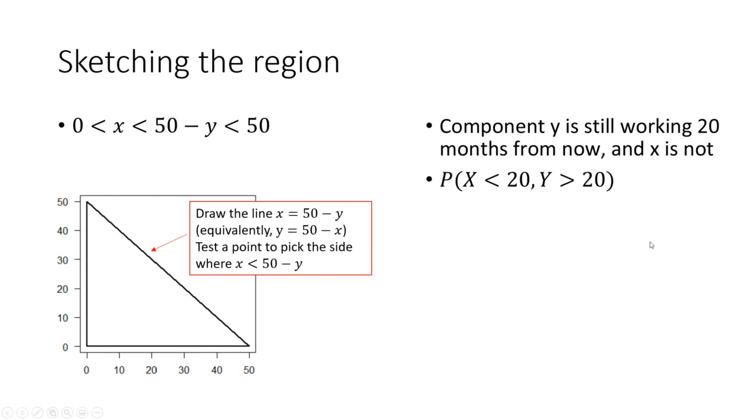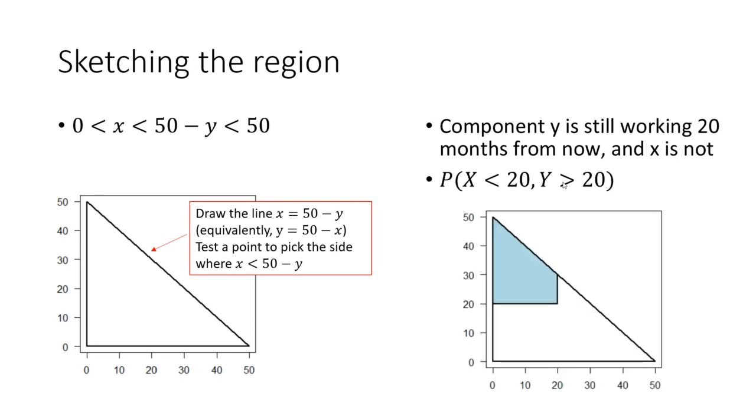All right. So then sketch in the region where we have x and y in the region we're interested in to compute the probability. So we want component y to be still working 20 months from now, and component x is not. So we want the probability that x is less than 20 and y is greater than 20. So that region looks like this.